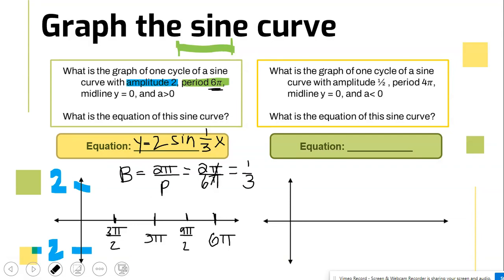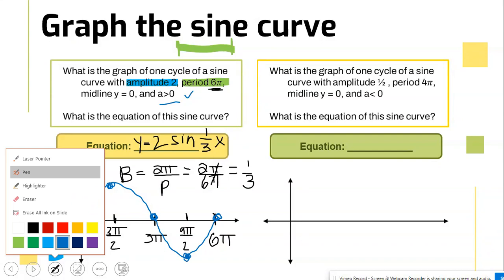And after we have all of that, we can finally graph our function. It's going to start at 0. It's going to go up to our maximum value of 2, down to 0, down to our minimum value of negative 2, and back to 0. And we have a is greater than 1, meaning that there's no reflection across the x-axis. Let's do the next one.